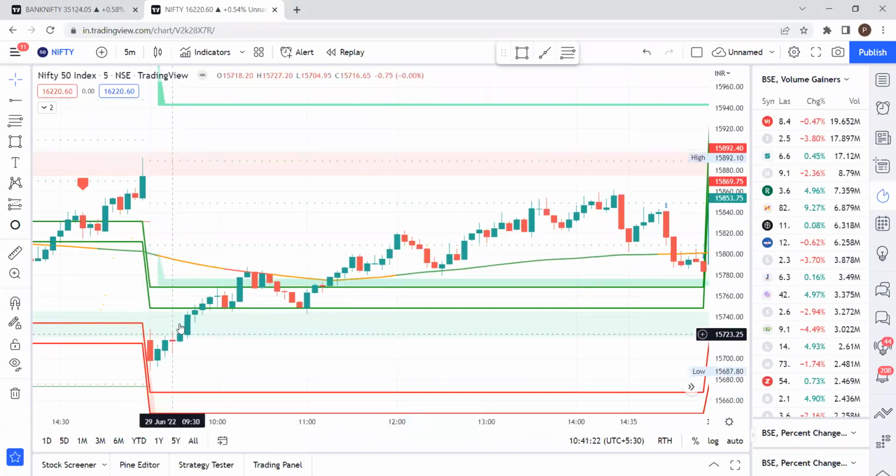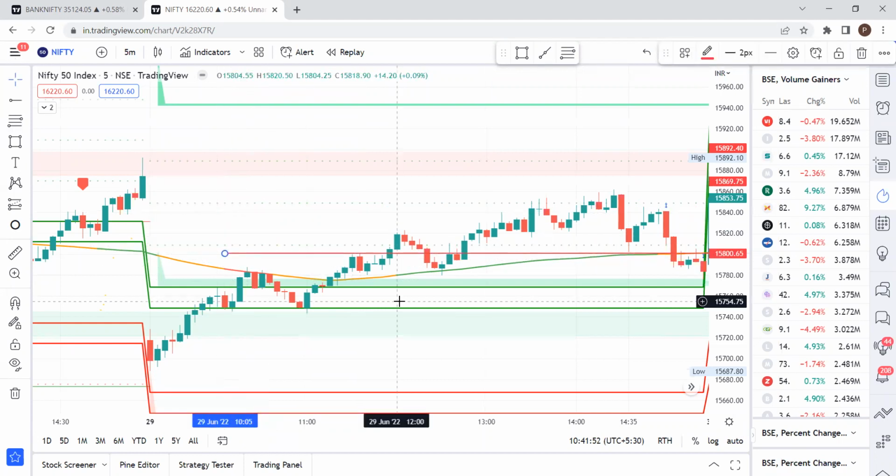So let's say this is going on the upside. Is there a reversal candle here? Green is on the top, red is on the bottom. It is not a reversal candle. This is not a reversal candle. This is not a reversal candle. This is a reversal candle. The high is what? 15,800.25, which is near 15,800. This is a reversal candle. So I'll take this as a reversal candle.